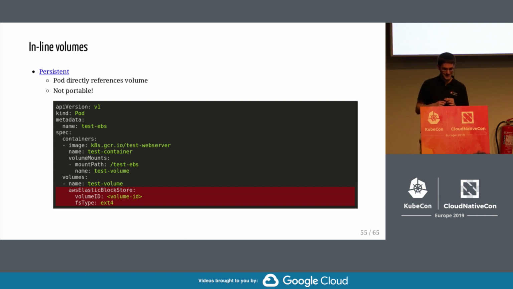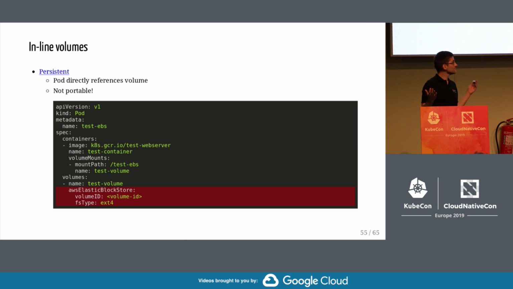Inline volumes. Initially, it was not on these slides because it's damn dangerous. But you don't need to use persistent volume claims and persistent volumes at all. You can reference a volume directly in a pod. We call them inline volumes. They are inline in the pod. So this pod runs some test container, and the test container gets this Amazon volume mounted. This makes the pod completely not portable. You can't take the pod and run it somewhere else because the volume is not there.